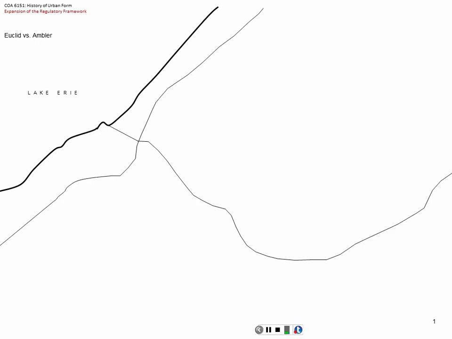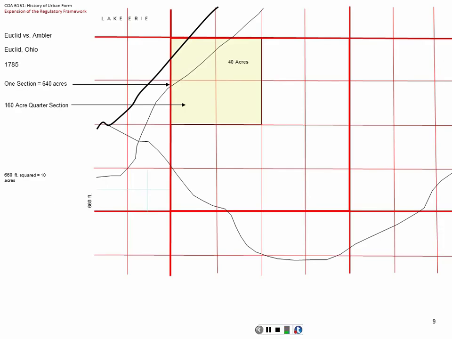Now, this is just something I put together from my own curiosity and then thought that it might be useful in the context of this course, since we're talking about urban form, how cities developed, looking at Euclid and Cleveland, which is on the south shore of Lake Erie, one of the Great Lakes. And we see these blue wagon roads. The shoreline here is black. This would have been, let's say, 1785 at the time of the passage of the land ordinance, which subdivided all of the territory west of the Ohio River up into township and range.